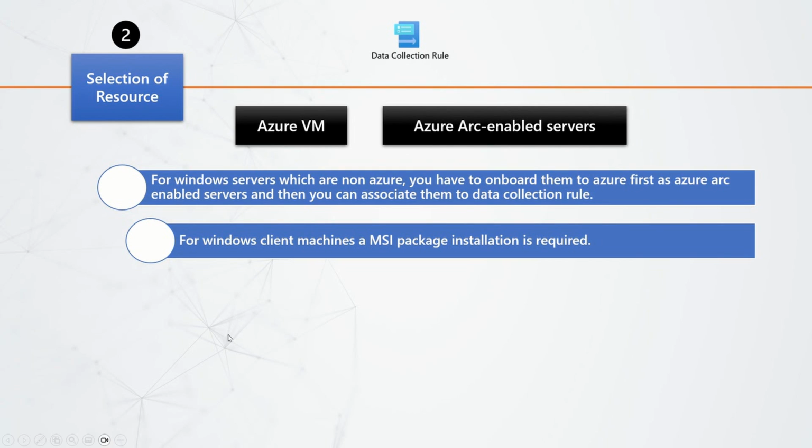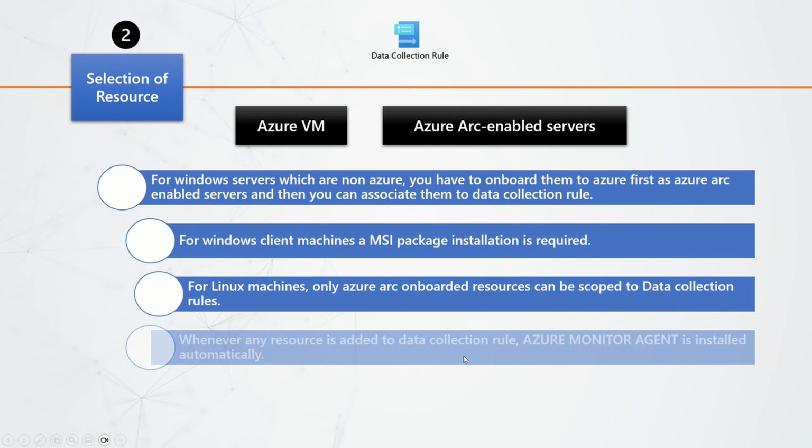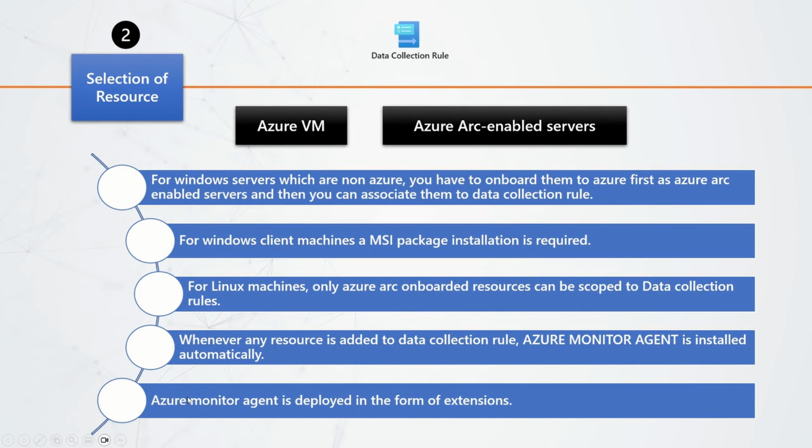Okay. The next aspect is for Windows client machine, an MSI package installation is required. For Linux machines, only Azure Arc onboarded resources can be scoped to a data collection rule, apart from Azure VMs. Okay. Now, whenever any resource is added to a data collection rule, Azure Monitor Agent is installed automatically in the form of extension. And that's the last point, that Azure Monitor Agent is deployed in the form of extensions.